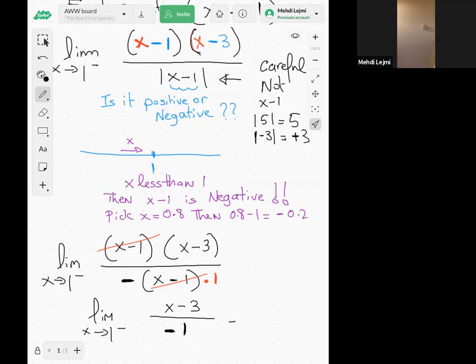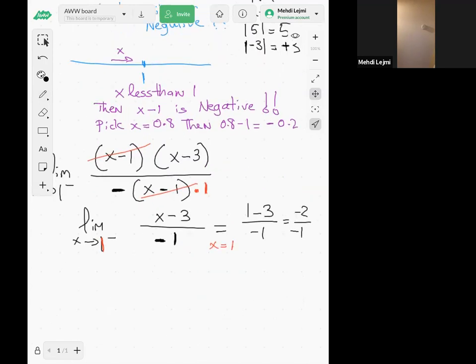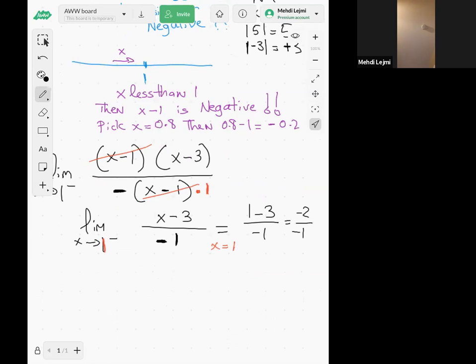Then you can just replace your x by the number given in the problem, which is one. So x is equal to one here, right? So if x is one, then one minus three over negative one, so that would be negative two over negative one. And so yes, Juanita, you are absolutely right. So the answer is positive two. Thank you.